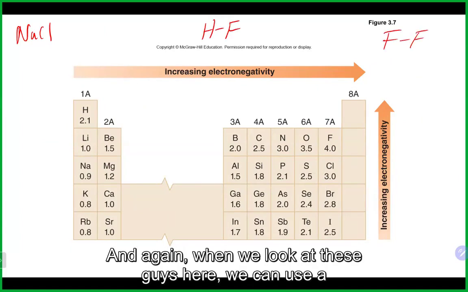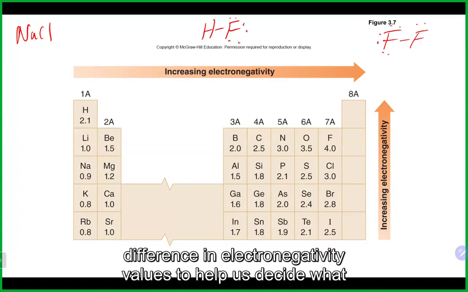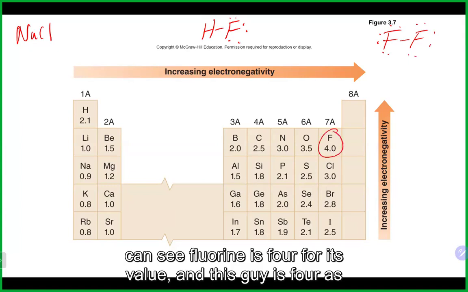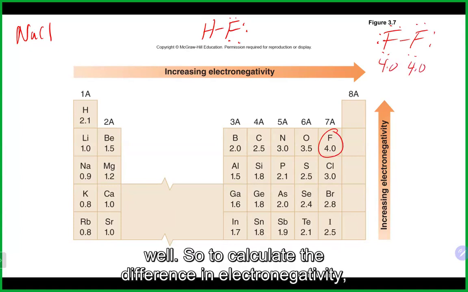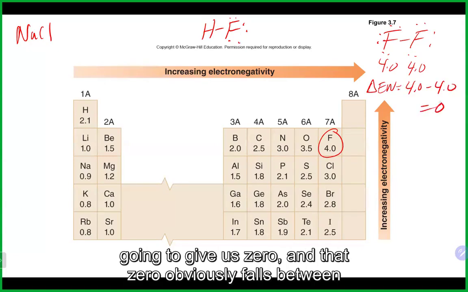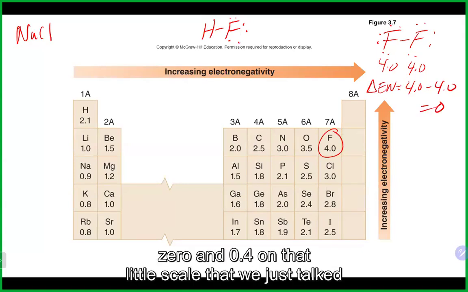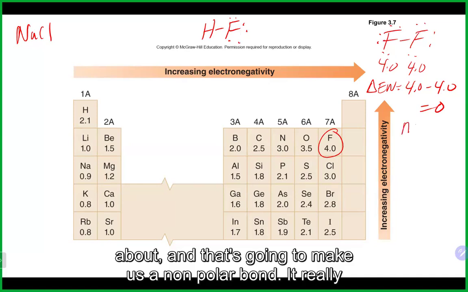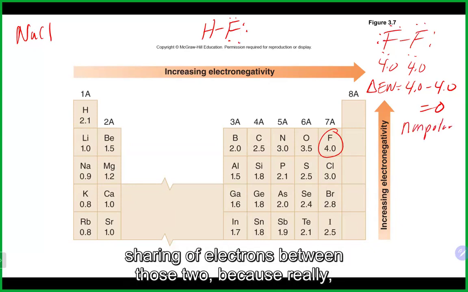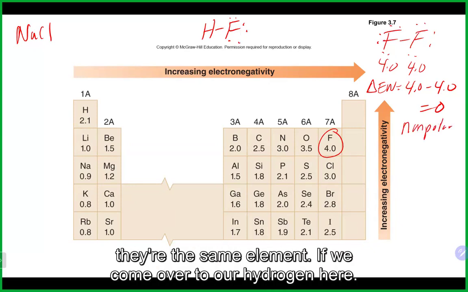And again, when we look at these, we can use the difference in electronegativity values to help us decide what type of bond is going on. Once again, if I go to the table, I can see fluorine is 4 for its value, and this one is 4 as well. So to calculate the difference in electronegativity, we simply take 4 minus 4, and that gives us 0. That 0 falls between 0 and 0.4 on the scale we just talked about, and that makes it a nonpolar bond. It really is a pure covalent bond, with perfectly equal sharing of electrons between the two, because they're the same element.